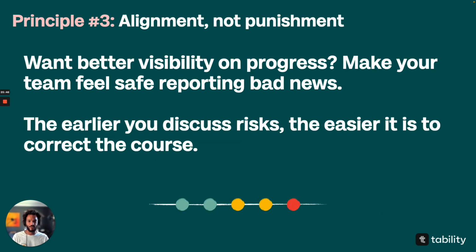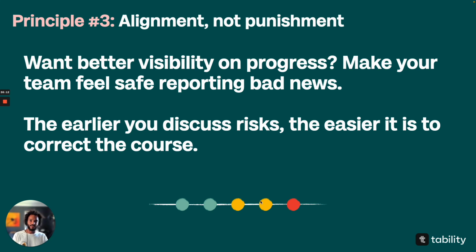Third principle: you need to make sure that your team feels safe enough to report bad news. OKRs is not about saying, hey, you're yellow or red, and so therefore you're doing a bad job. It's about getting visibility across the company and transparency. So teams should feel that saying they're at risk or getting off track is a good thing. You want to encourage people.